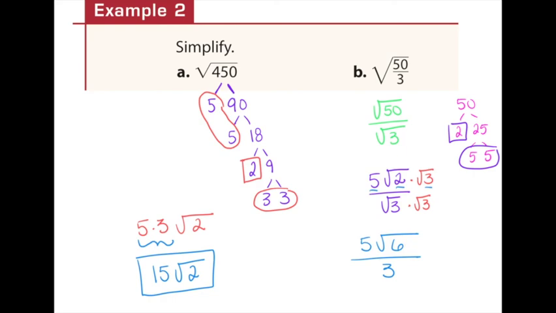So this one is done. 5 square root of 6 over 3 is as simple as you can get this. You cannot reduce this anymore. Okay. If I had something reducible with the 3 over here, I could reduce it. Or if I had a radical down here that was reducible with the 6, I could. But at this point, I'm done. All right.